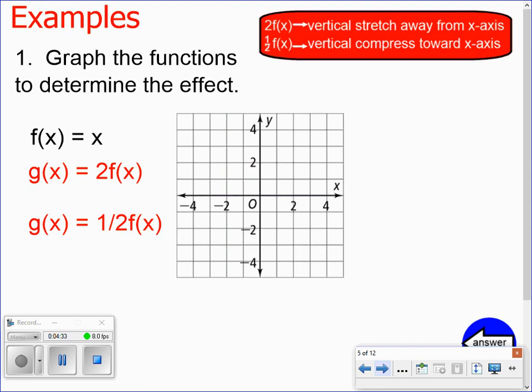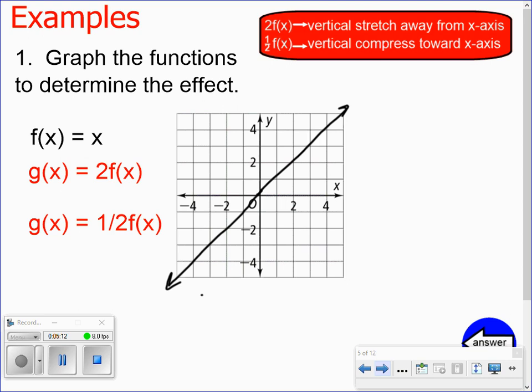Okay, so let's look at a couple examples. If we're looking at number 1, we have our parent graph, f of x equals x. Remember, that's our line that starts at the origin and has a slope of 1. And if we're doing a stretch or a compression here, let's look at this first one. The number is on the outside. So when the number is on the outside, remember that this is a vertical change. We're either vertically stretching it away from the x-axis, that's a number that's greater than 1, or we are vertically compressing it towards the x-axis, that's a number that is between 0 and 1.